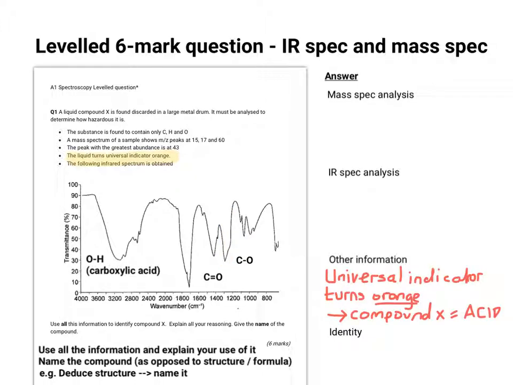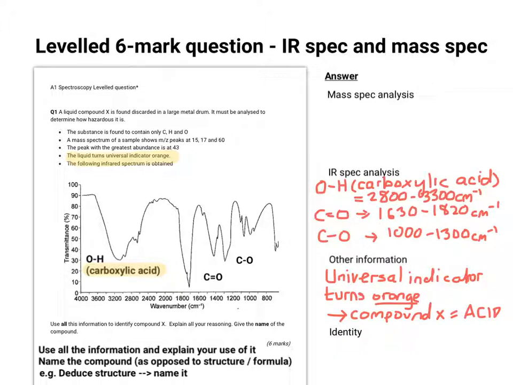If you look at what it says, the liquid turns the universal indicator orange. From your own knowledge you should realise that that means that you've got an acid. So compound X must be an acid of some kind. You know this because the infrared spectrum has told you that there's an OH carboxylic acid peak, so those 2 pieces of information support each other.